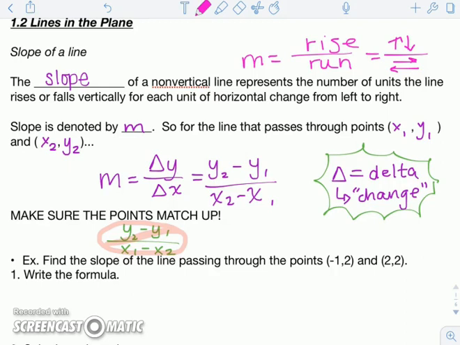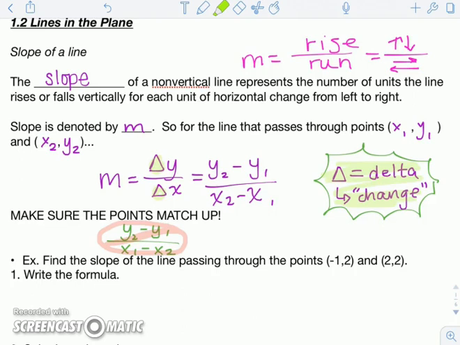For the line that passes through the point x1, y1, meaning the first x value and the first y value, and the point x2, y2, a second point, we would write the slope as m equals change in y over change in x. This little triangle is called delta. I made a note of that over here. Delta is equal to the change. So I would subtract the y's on top and then subtract the x's on the bottom: y2 minus y1 over x2 minus x1.